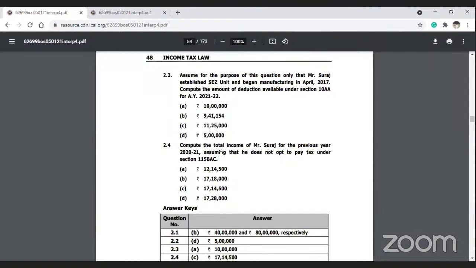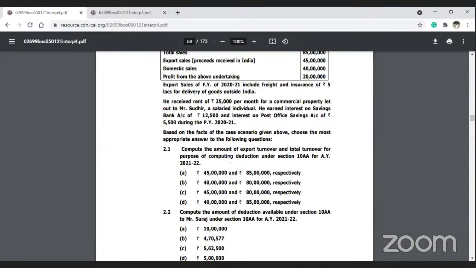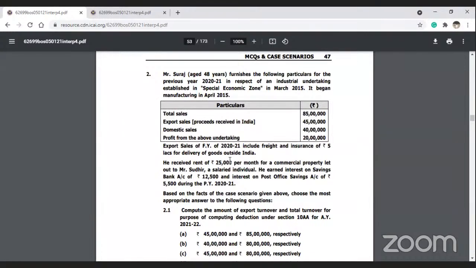Compute the total income of Mr. Suraj for the previous year 2021, assuming that he does not opt to pay tax under section 115BAC. Okay, so his total income. First, we'll take SEZ. That will be 5 lakh, no? Only 50% exemption is allowed. Then we'll take rent of commercial property. 2,10,000.